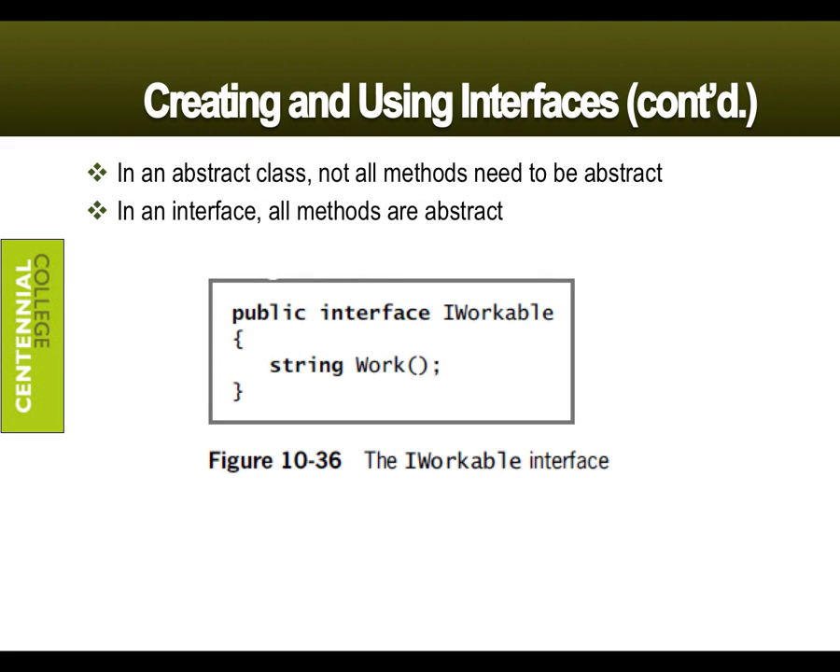Again, if I look at interfaces, in this particular case, we use the interface keyword with IWorkable. IWorkable is the name of my interface. And I create a string method called work. Right now it's part of my interface. In an abstract class, not all methods need to be abstract. In an interface, all methods are abstract. That means if I define a method inside of an interface, they all must be overridden, as opposed to can be overridden.